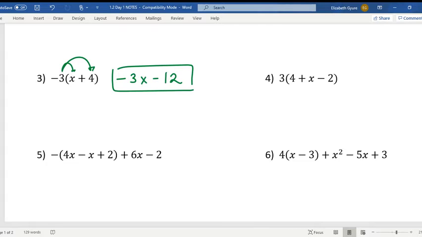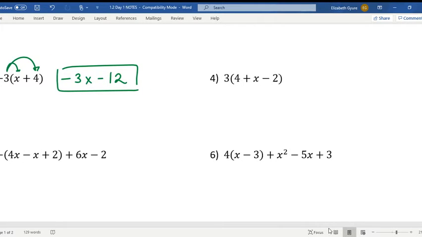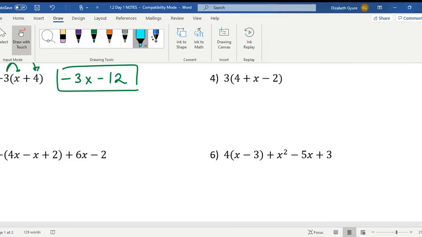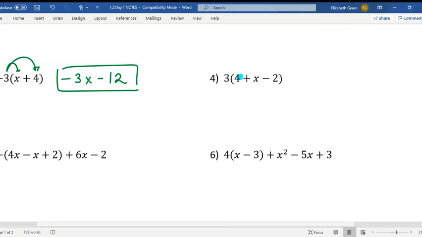Okay, good. Now, number 4, what looks different about number 4? Yeah, there's more numbers in the parentheses, right? Now think about our order of operations. Can we simplify in our parentheses first? Yes. Where do you see some like terms inside your parentheses? Yeah, the 4 and the negative 2.